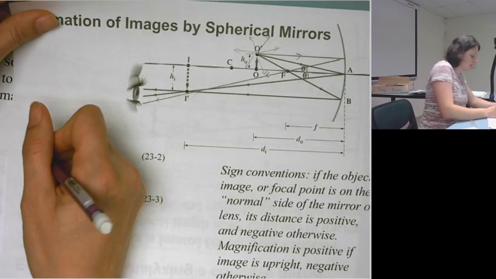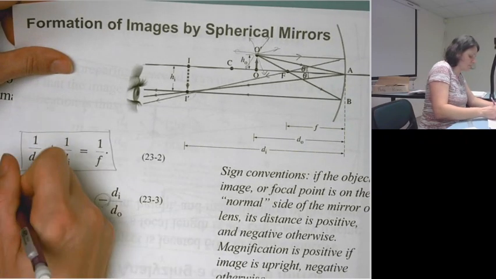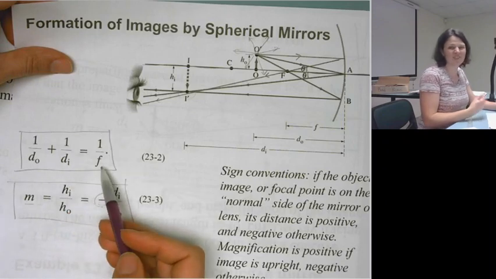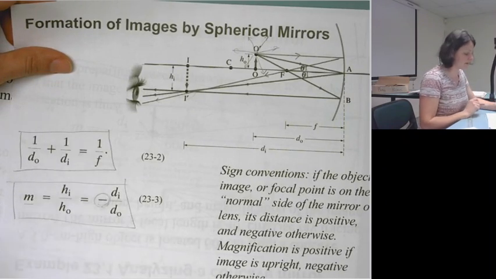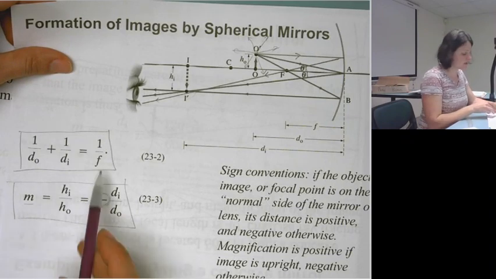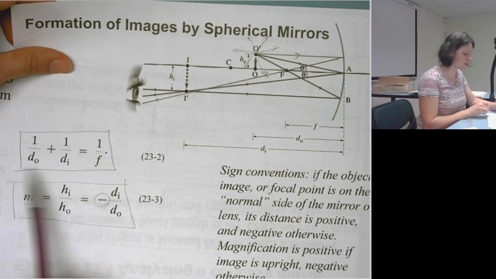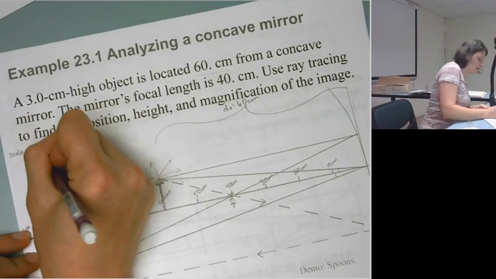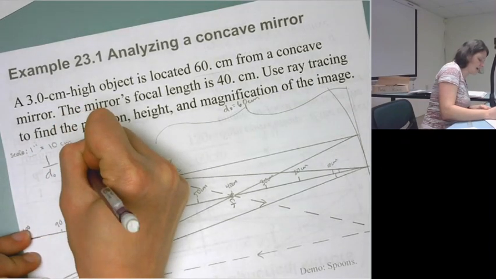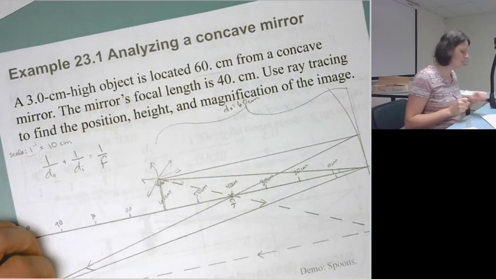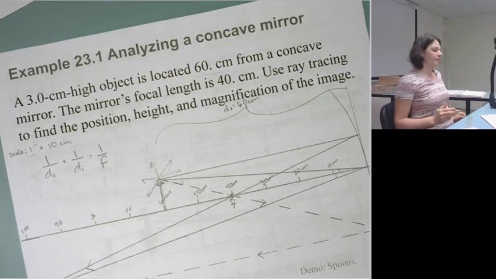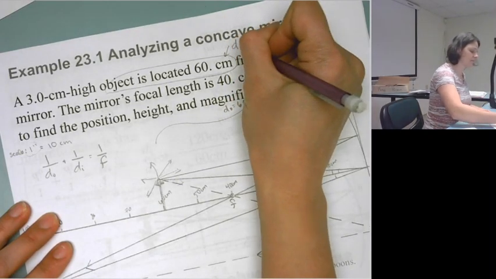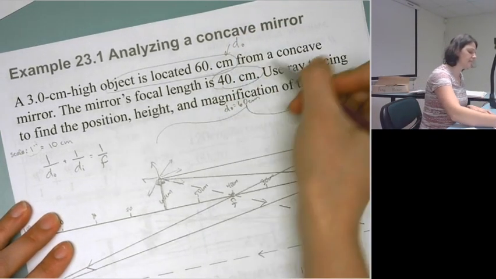Okay, so here are my 2 formulas. 1 over dO plus 1 over dI is 1 over F. This looks a lot like the formula for the resistance of a parallel circuit, so maybe some of the intuition you developed over an equation that looks like that can be applied here. So we'll say that 1 over dO plus 1 over dI equals 1 over F. Right here, the object is located 60 centimeters away. So that is dO. The mirror's focal length is 40 centimeters, so that's F.